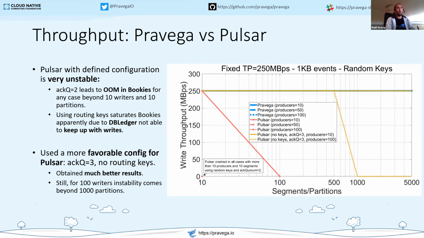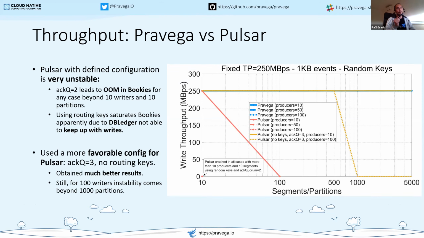So what we did to see what the problem was is to use a more favorable configuration for Pulsar, right? Instead of using acknowledgement quorum 2, we use acknowledgement quorum 3. This basically reduced the amount of out-of-memory issues we observe in Pulsar, and also we configure the benchmark to not use routing keys instead of using them at random, right? This ideally would improve the capacity of the client to batch writes and write more efficiently to the server. This favorable configuration, you can see in the yellow line.